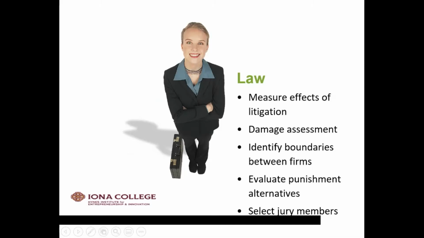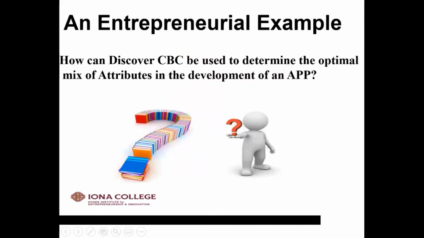So no matter what field you're in, entrepreneurial, many different sectors, the application of Conjoint definitely applies. So I'm in the process of working with an entrepreneur to optimize an app that he wants to develop in the music vertical. So how can Discover CBC be used to determine the optimal mix of attributes in the development of this app? Well, I'm hoping that you'll be able to hear the entrepreneur in his own words with this voice memo. So let's see if this will work.